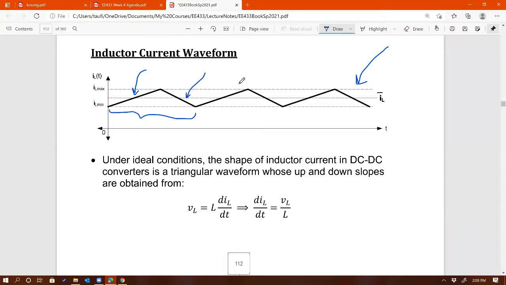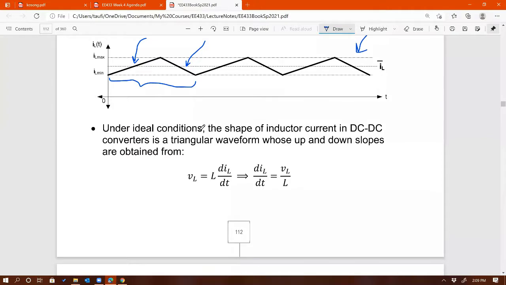Keep in mind that an inductor is an energy storage component. We store energy for a fraction of the period, and then we discharge it during the remaining part of the period. So charging, discharging, and so on. And this is steady state condition. For those of you who have not taken EE433, for now trust me that the inductor current waveform will look something like this with respect to time.